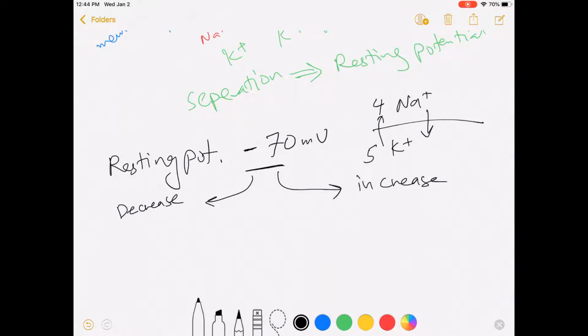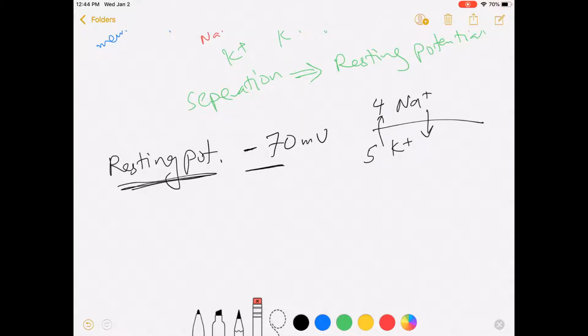Now, at resting potential, we would say the membrane is polarized. Actually, let me erase this and write it. At resting potential, the membrane is polarized.